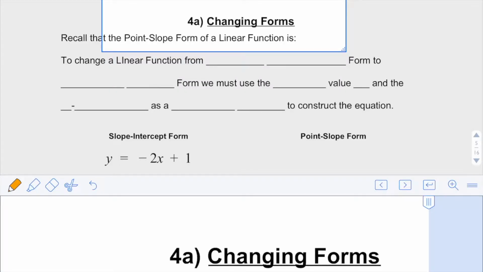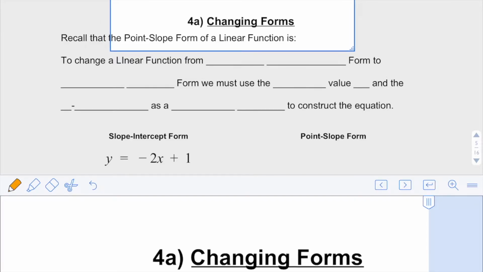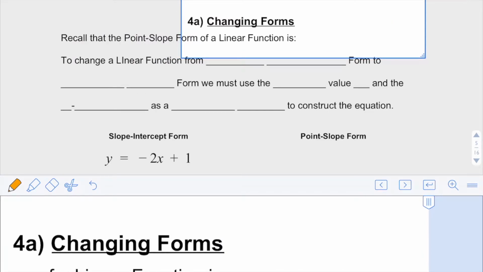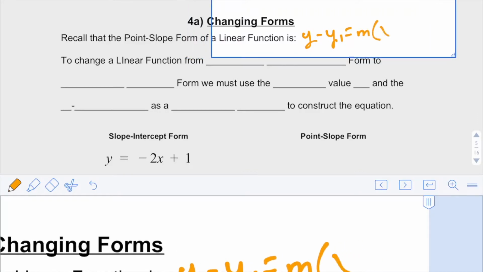So recall, we're going to change forms from slope-intercept to point-slope. So we need to recall from middle school what point-slope form is of a linear function. And all that is y minus y1 is equal to m times the quantity of x minus x1. So let's go down and take some notes.